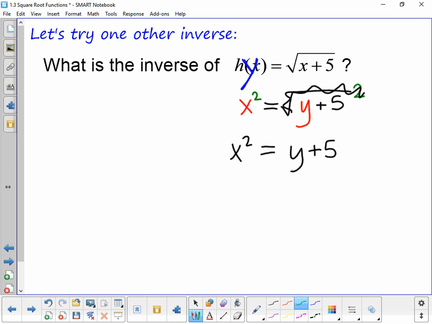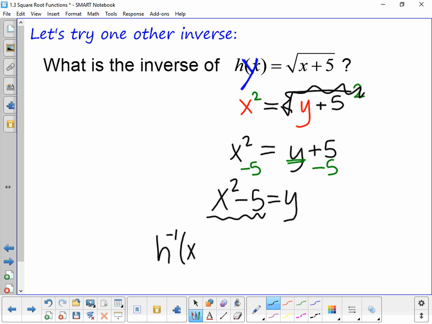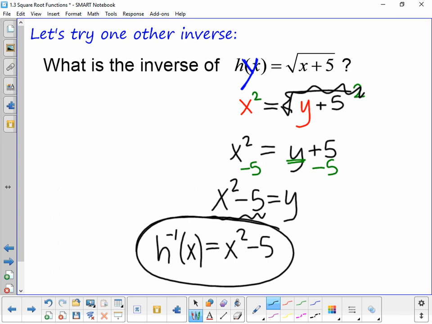Again, we're trying to get y by itself. So to finish that up, we can just subtract 5. So we have x squared minus 5 is equal to y, and this is our inverse function. In this case, the original function was h, so the inverse is h inverse equals x squared minus 5. So here's the inverse function. So you can see if you start with a square root, your inverse is actually a parabola.